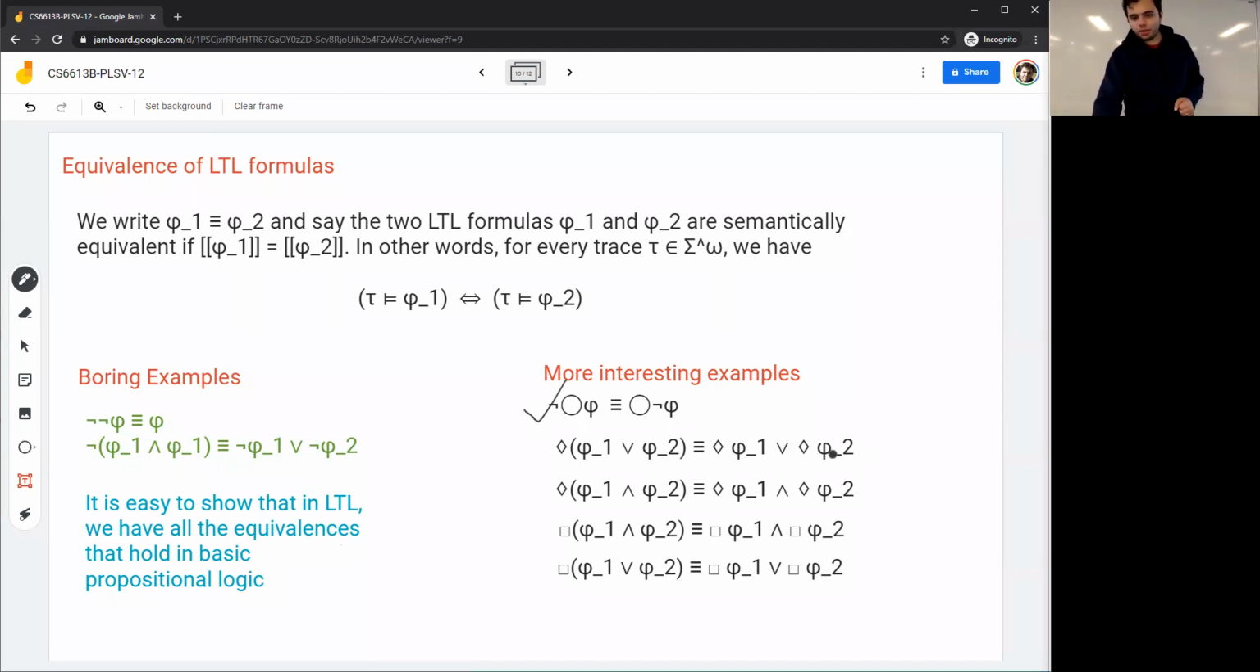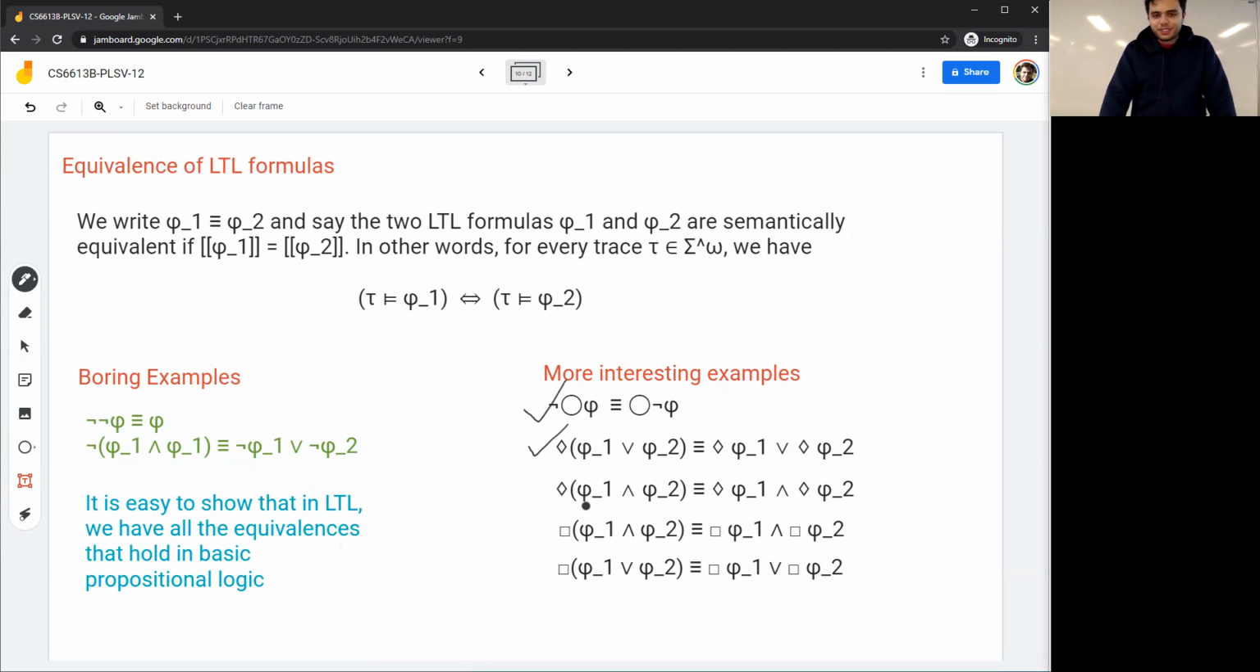If the formula on the right holds, then this means that there is either a point in the future where phi1 holds, in which case in that same point, phi1 or phi2 would hold, or there is a point in the future where phi2 holds, in which case in that same point, phi1 or phi2 would hold. So this is also true. What if we do it with and? Okay, why not? That says phi1 and phi2 at the same time, right? Right. Okay, so this is the important point.